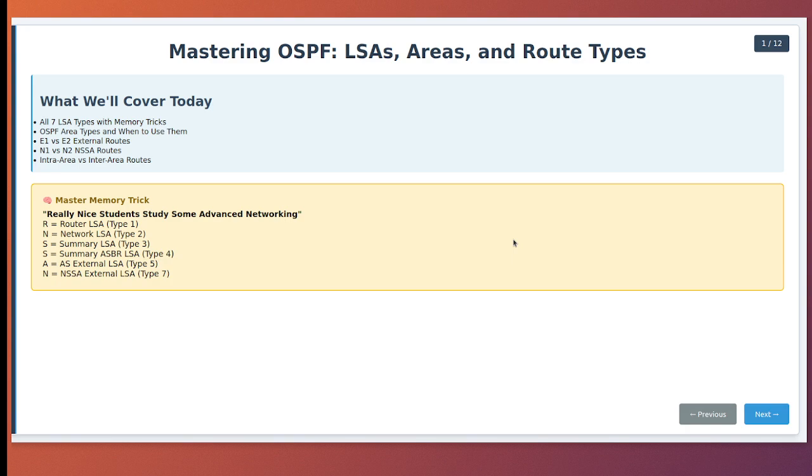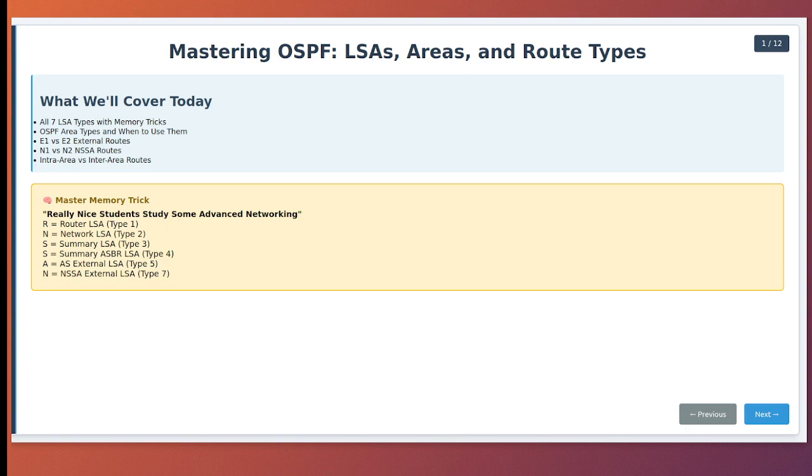But here is the secret. Once you understand the patterns and use the right memory tricks, it all falls into place. By the end of this presentation, you will have a complete mental framework for OSPF that you will never forget. We'll start with the fundamentals of OSPF, then dive into each LSA type with real-world examples. I'll show you exactly how to remember all 7 types using a simple mnemonic device. Then we'll explore OSPF areas and finally tackle those confusing E1, E2, N1, and N2 routes.